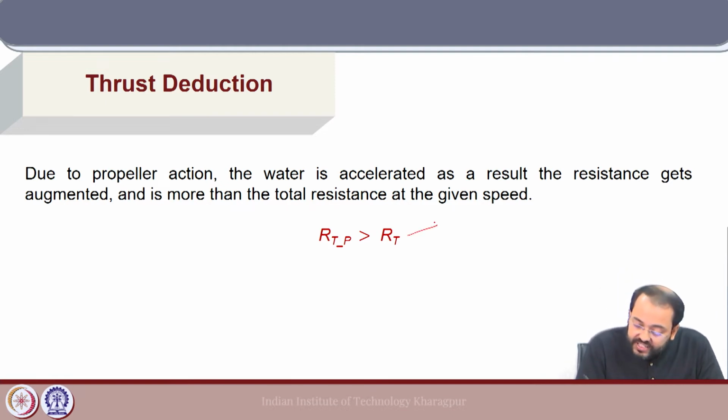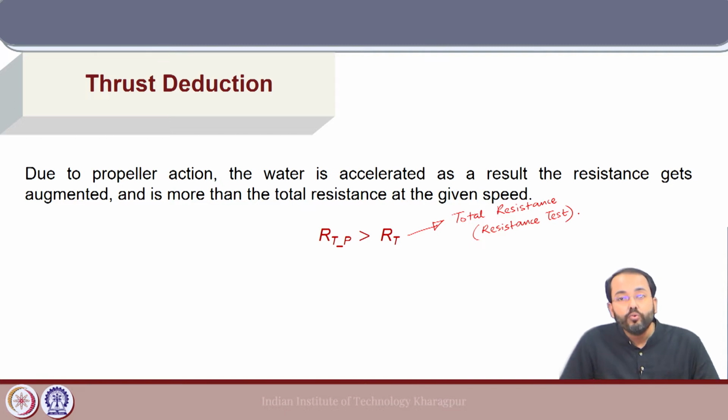So, here RT is the total resistance measured during resistance test. So, if we do a resistance test where we do not have any propeller, then RT is the total resistance. Now, during a self-propelled condition, when the propeller is working behind the ship hull, the propeller accelerates the flow and that causes an augment of the resistance.